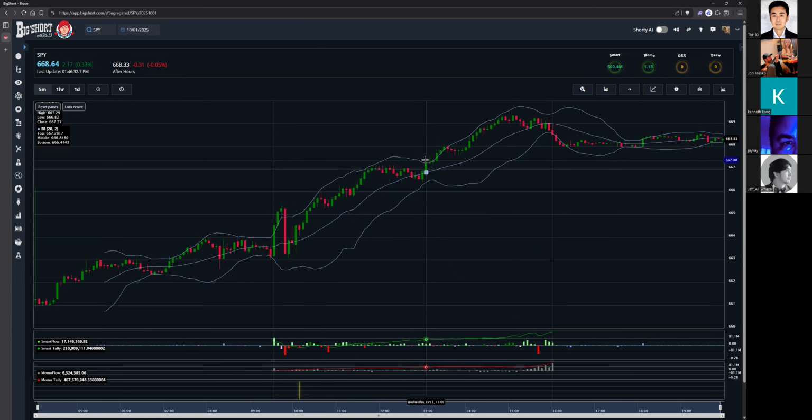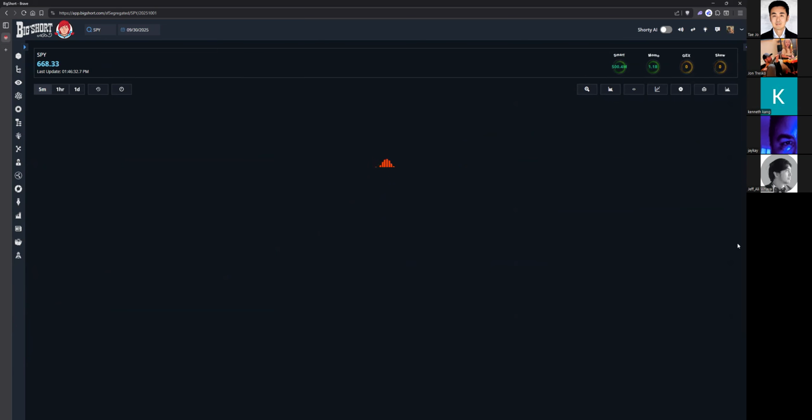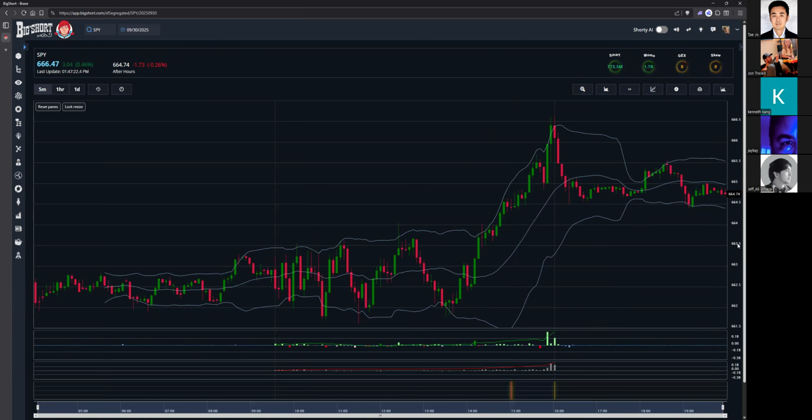SMA 20 buy is good. We just keep going up and then high of day near power hour. Yeah, very, very classic. Let's get out of here.